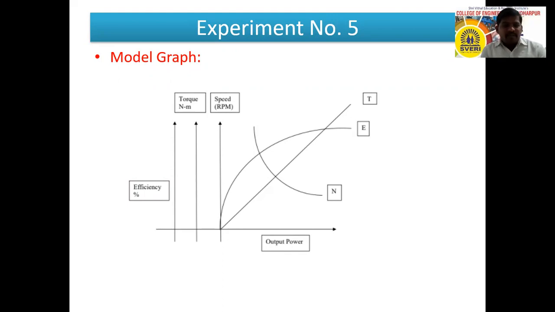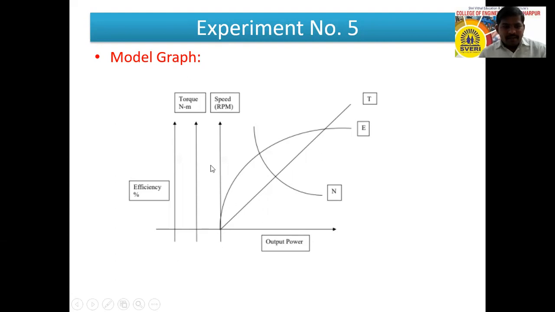So we want to plot a first graph, that is speed versus output power. Speed चा आणि output power चा graph आपल्याला calculate करायचे. Then the second graph is torque versus output power, and we want to plot a third graph, that is efficiency versus output power.